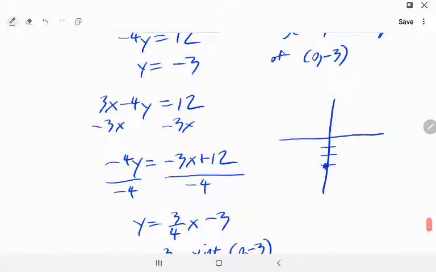So if we graph that, we notice that we would find our y-intercept is 0, negative 3, and then we can go up 3 over 4, or down 3, back 4. So again, nice and neat.